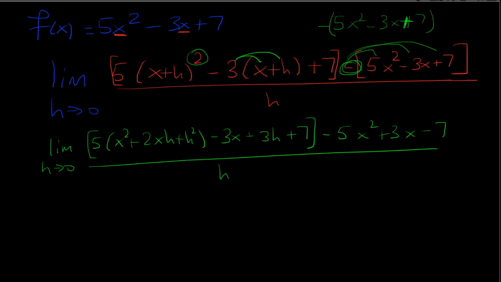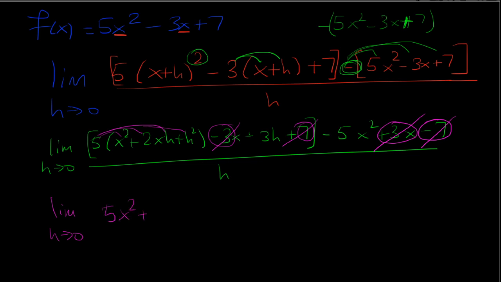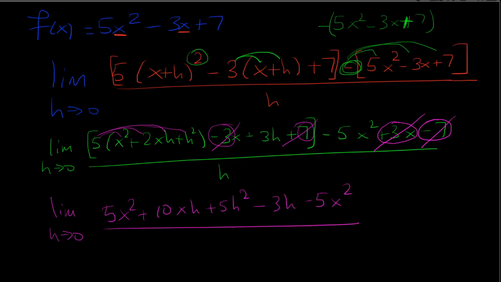We can cancel out the two 7s. 7 minus 7 is nothing. Negative 3x and positive 3x cancels. And then I'm going to expand the 5 here. So I'm going to have limit as h approaches 0, 5x squared plus 10xh plus 5h squared minus 3h minus 5x squared over h.